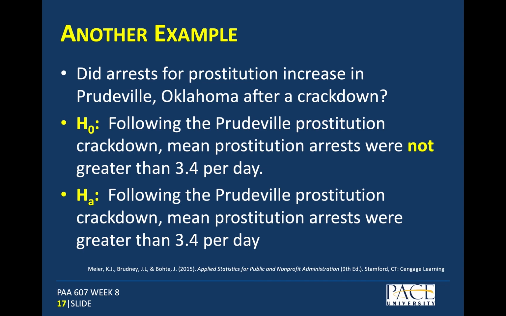Now be careful. In this case, we're wondering, did arrests for prostitution increase? So clearly our alternative hypothesis is, well, mean prostitution arrests did increase. But that does not mean your null hypothesis should be that arrests decreased. You don't want to take the opposite direction. All you want to say is that they did not increase. The null hypothesis always needs to be something did not happen, and then the alternative needs to be something did happen. And this is one good reason why you'll often see the word not in a null hypothesis. So just watch out for that.